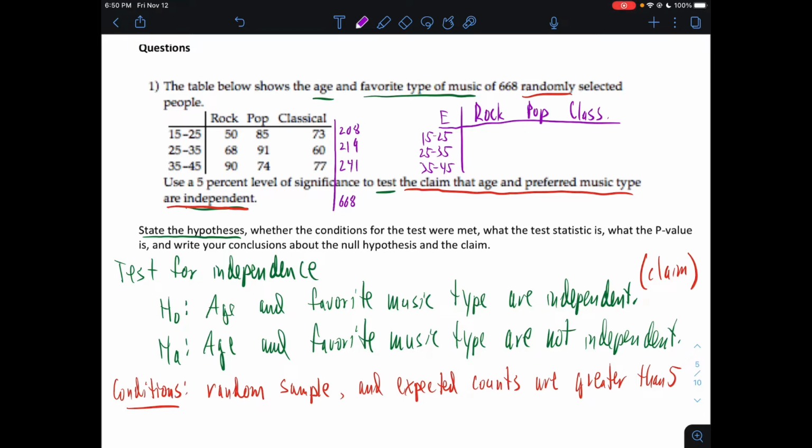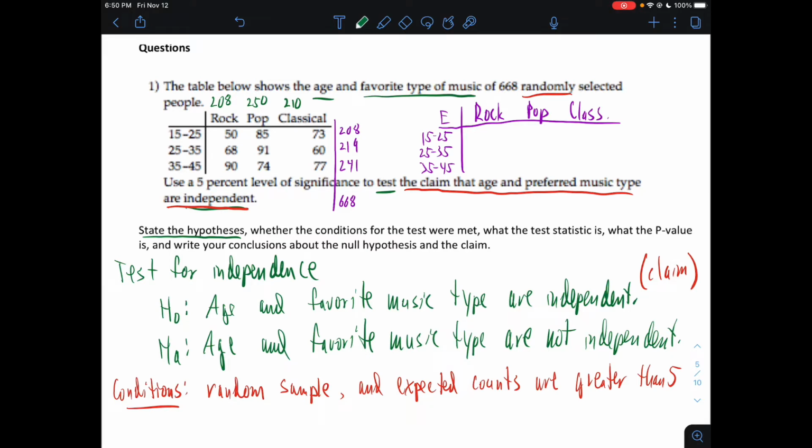Now for the column totals, I don't have enough room right below, so I'm just going to write those above for the sake of what we have here. So for rock, it would be 50 plus 68 plus 90, which is 208. For pop, it would be 85 plus 91 plus 74, which is 250. And then for classical, it's 73 plus 60 plus 77, which is 210. And again, if you were to add up 208 plus 250 plus 210, you would get to the grand total of 668.